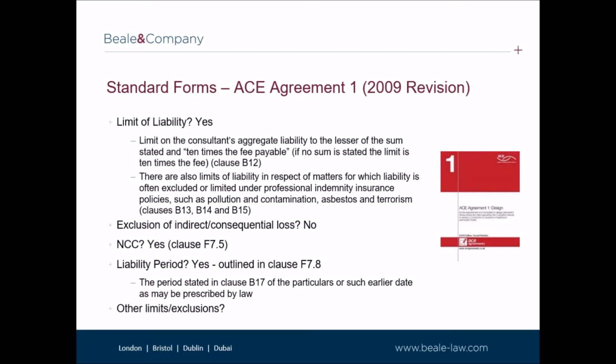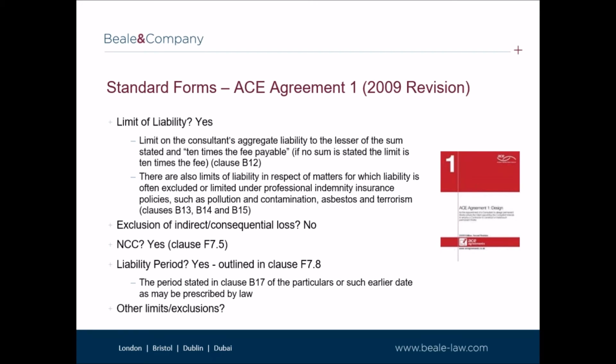Starting firstly with limits of liability, Clause F7.1 limits liability for all claims to an aggregate amount. The amount is to be set in the particulars and is the lesser of the sum stated or 10 times the fee payable. If a sum is not specified, then the default position pursuant to Clause B12 is 10 times the fee.